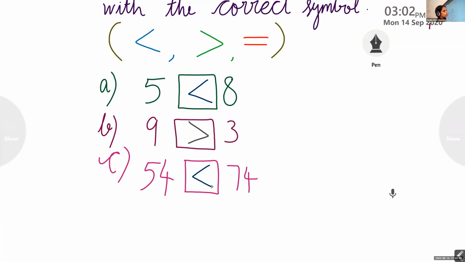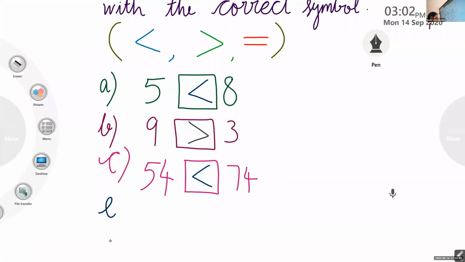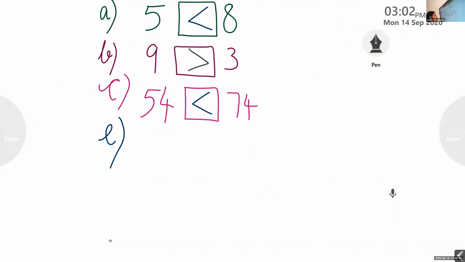Now write in the notebook. Now next we have E. And in E we have B. Now you write.